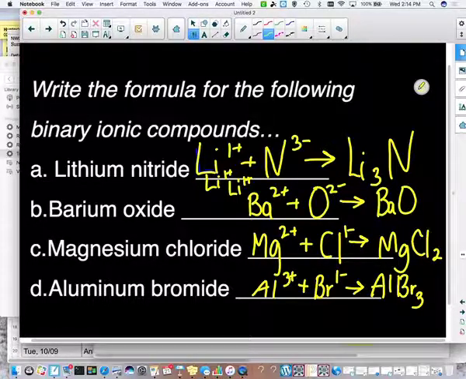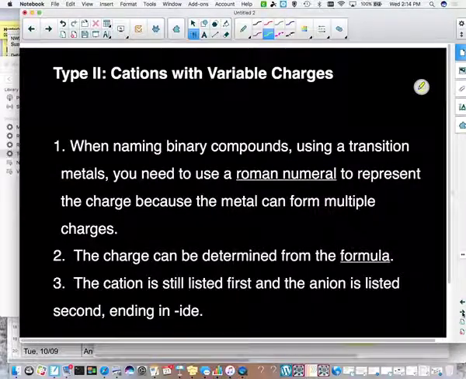Okay, so I keep avoiding that transition metal section for a reason. It's a little bit more challenging than the numbers that we've been doing. We're just doing 1 through 18. So, type 2 compounds. They're still going to be ionic compounds. This time we're going to use the transition metals. When we use the transition metals, when we are naming them, we have to use a Roman numeral.